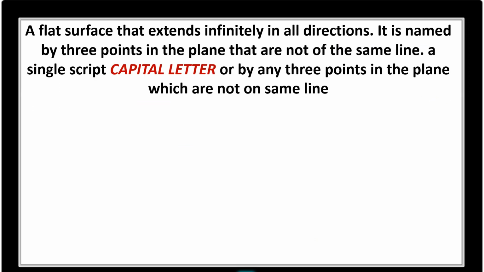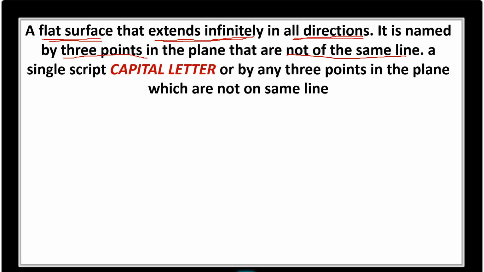How about a plane? A plane is also an undefined term in geometry. It is a flat surface, remember the word flat surface, that extends infinitely in all directions. So we have a flat surface that extends infinitely in all directions. It is named by 3 points in the plane that are not on the same line. So 3 points in the plane that are not on the same line.